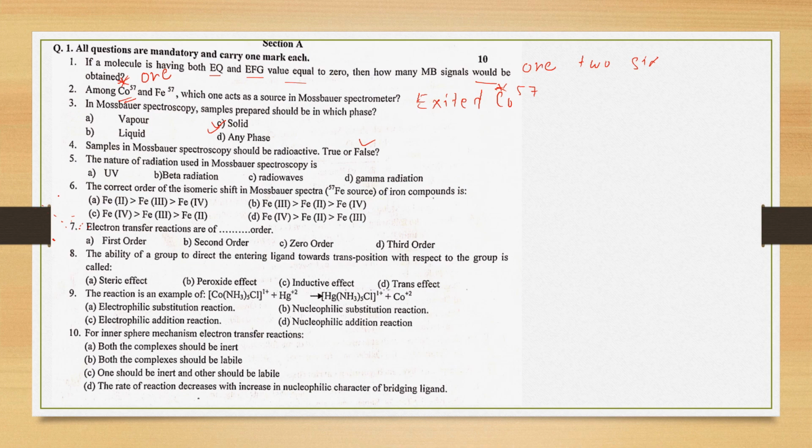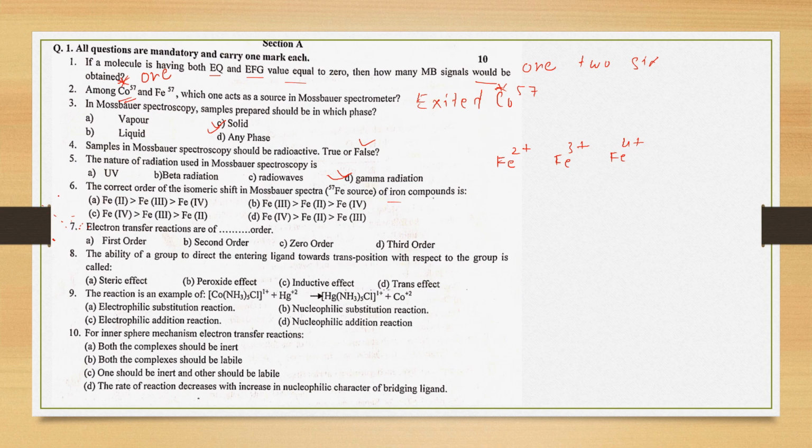The nature of radiation used in Mossbauer spectroscopy is gamma radiation. As I told you already, gamma radiations are used in Mossbauer spectroscopy. The correct order for the isomer shift in Mossbauer spectra of iron compounds is: so we have to compare iron 2 plus, then iron 3 plus, then iron 4 plus. Okay, there is no mention whether these are low spin or high spin complexes, so we will assume that these are high spin complexes.